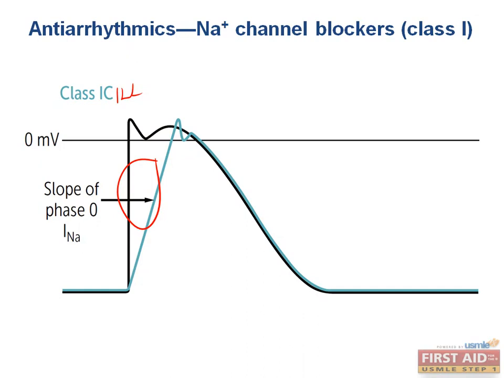What is that telling us about the ability of the 1C agents, which are flecainide and propafenone, to inhibit these sodium channels that are responsible for our phase 0 upstroke? They're super potent and strong. I mean, these are like the Arnold Schwarzeneggers of the Class 1 antiarrhythmics.